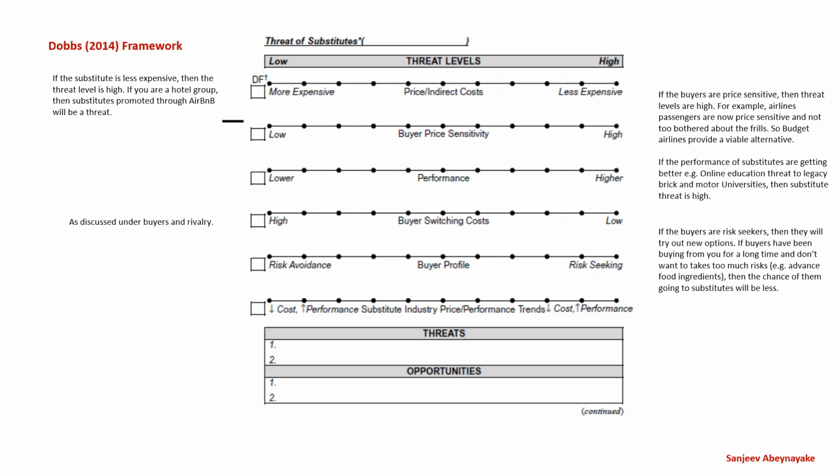For example, if you look at online education versus normal university education. Once upon a time, nobody wanted to study online, if you go 10, 15 years ago. But now, online education quality has improved, the performance has gone up. So therefore, they are a genuine threat to on-campus education. So if the performance of a substitute is increasing, then the threat actually goes up.